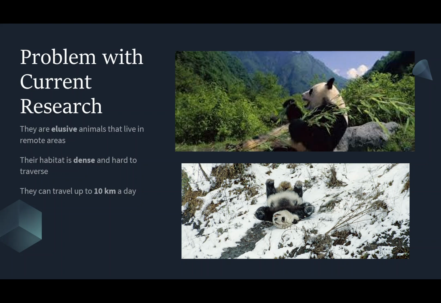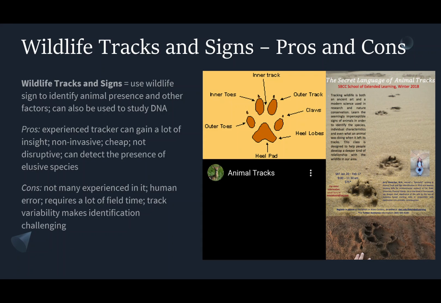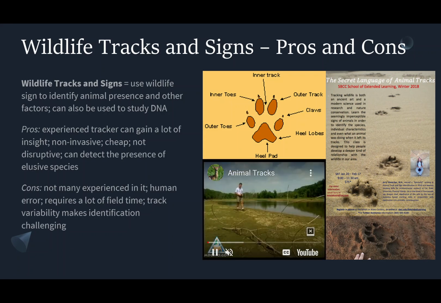We looked at some possible techniques that might help with this issue. For the next 3 slides, I will be talking about possible techniques and their pros and cons. First technique is wildlife signs. This method involves using wildlife signs, for example tracks, to indicate the presence of animals.